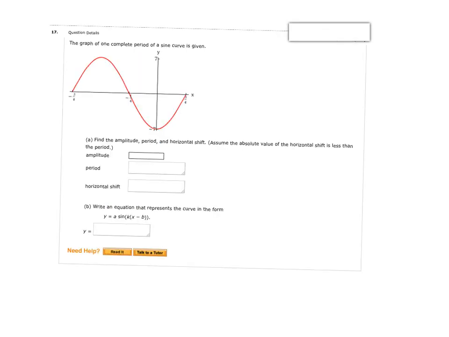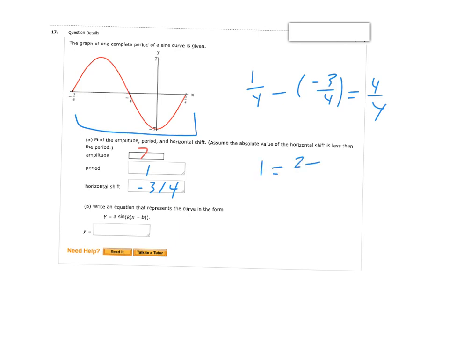All right, next up here, we got an amplitude of 7. The period on this one, going from beginning to end, is 1/4 minus negative 3/4. And so that period is 4/4, which is actually 1. This period does not have a pi in it, and that's okay. Our phase shift is left 3/4. And I need to find k now, so I'm going to say the period equals 2 pi over k. And if I multiply by k over, it would say that k equals 2 pi. And so that's it. I've isolated k.